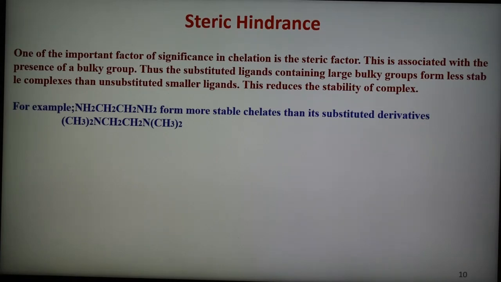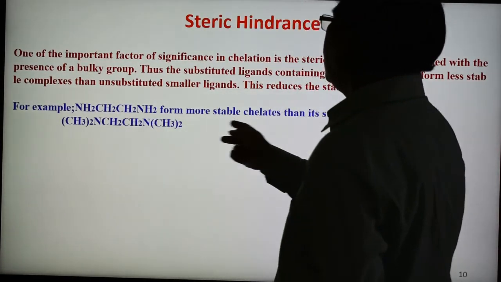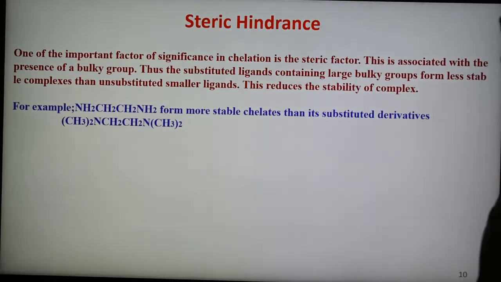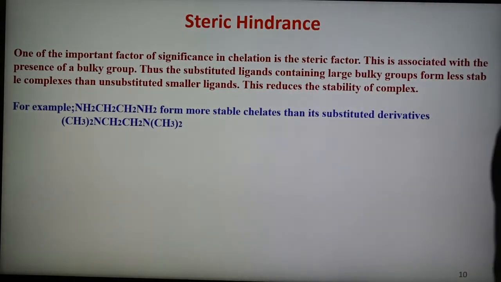An example is given here. Simple ethylene diamine forms the most stable complex as compared to the substituted one. Here the 2 hydrogens are replaced by methyl groups, and this is the substituted ligand. So this is stable and this is unstable. When bulky groups are present, it is unstable as compared to the unsubstituted ligand. As we know, when a number of ligands enter the coordination sphere one by one, bulky groups form and therefore stability decreases. So depending upon the steric hindrance, whether the ligands are bulky or unsubstituted, they affect the value of the stability constant.